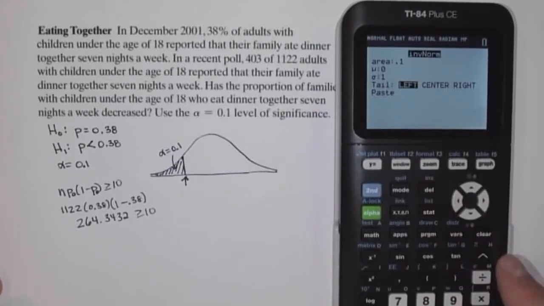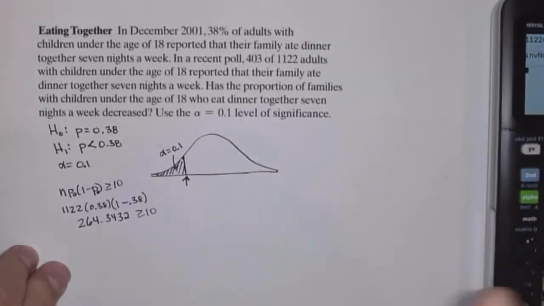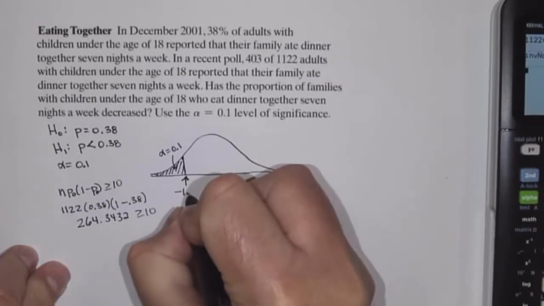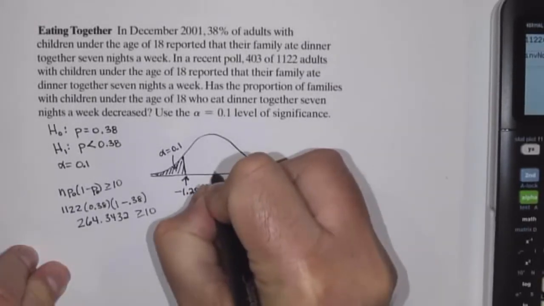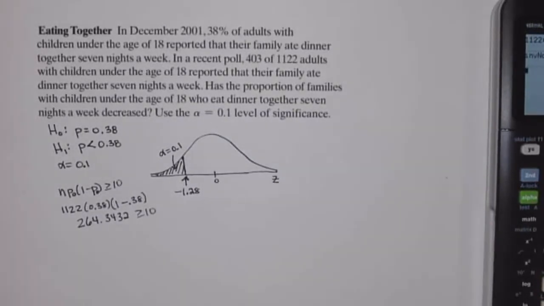My mean is 0, my standard deviation is 1 because I'm dealing with the standard normal distribution here. And that 0.1 is the area in the left tail. And so I get negative 1.28. So this critical value right here is negative 1.28. Zero's here in the middle, and this is the standard normal distribution.